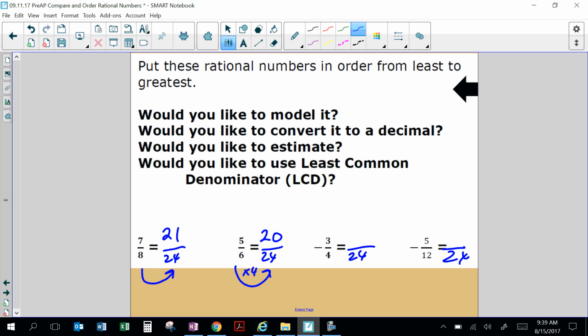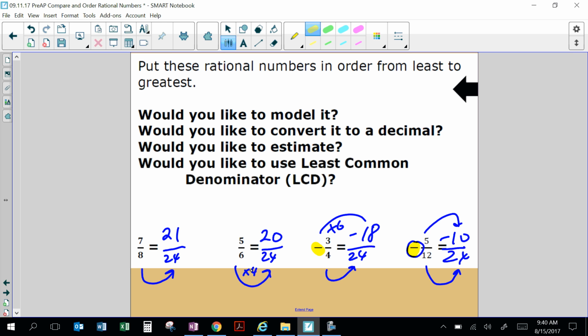So 21/24 is larger than 20/24. Scale factor times 6, so it'll be negative 18/24. And this is times 2, negative 10/24. Don't forget these are negative. Let me highlight that in case you did not see that, because I have kids always miss this because they didn't see the negative. So they all have a common denominator of 24.